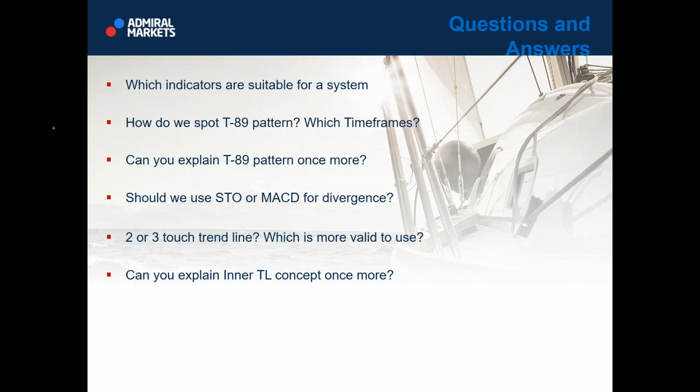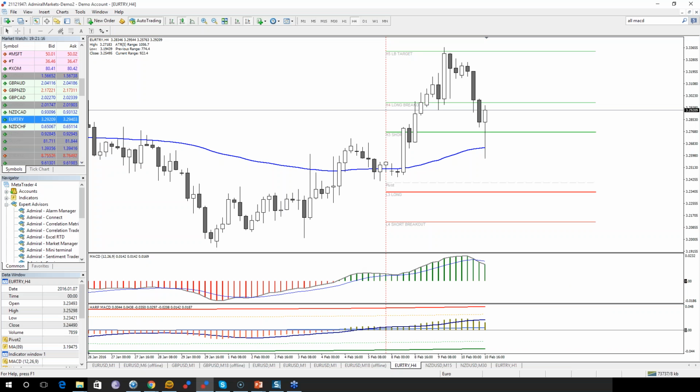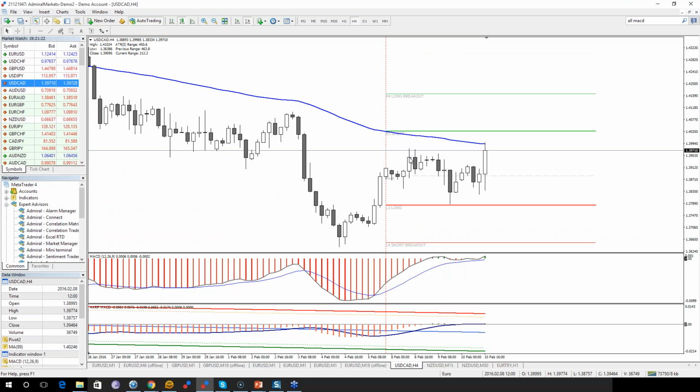The question is dollar CAD now, T89, 4-hour time frame. Let's see. Dollar CAD, 4-hour time frame. No, this is not T89. This is not T89 on the 4-hour time frame. Pavel. Ron is saying he always uses EMA 89.55. EMA 55 is almost the same as RSI 14. Okay, good. I didn't know it. I don't use EMA 55, but good to know.